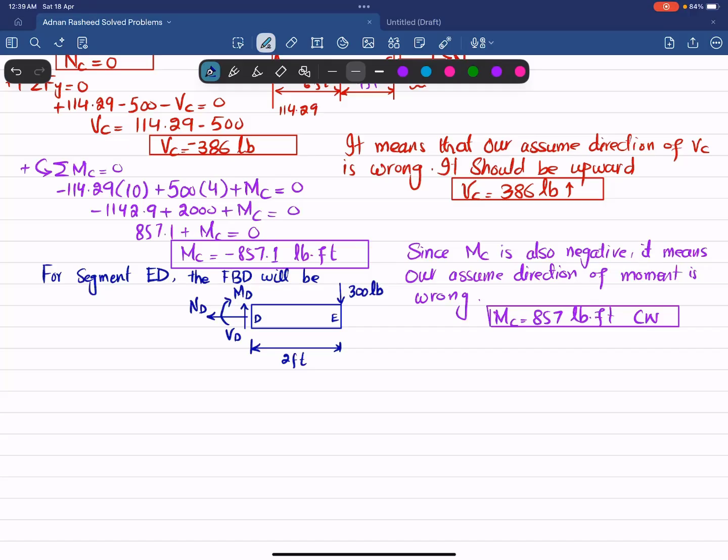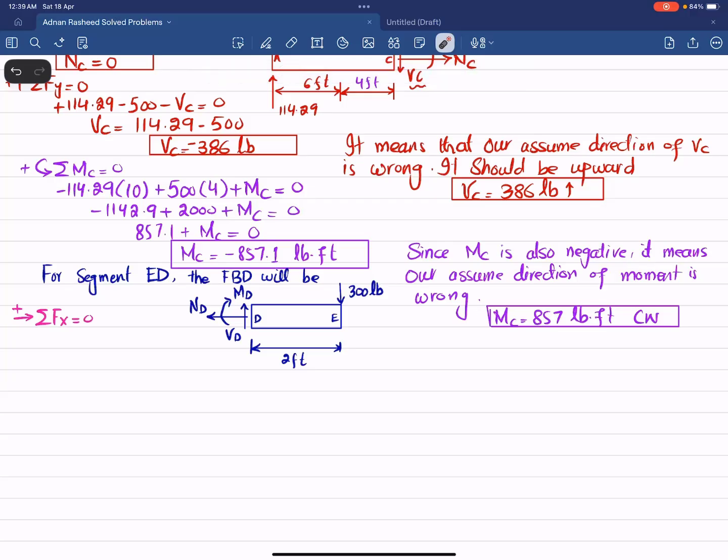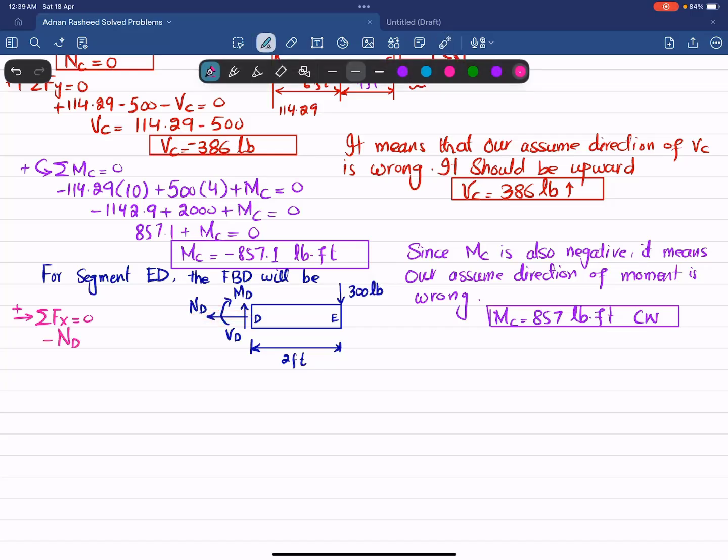Now we will apply the equations of equilibrium. The first equation of equilibrium is that the sum of all forces along the x direction must be equal to 0, and force toward the right is taken as positive. Only one normal load acts in the x direction, but it is opposite to this, so it will be negative, and there is no other horizontal force. So ND is equal to 0 pounds.